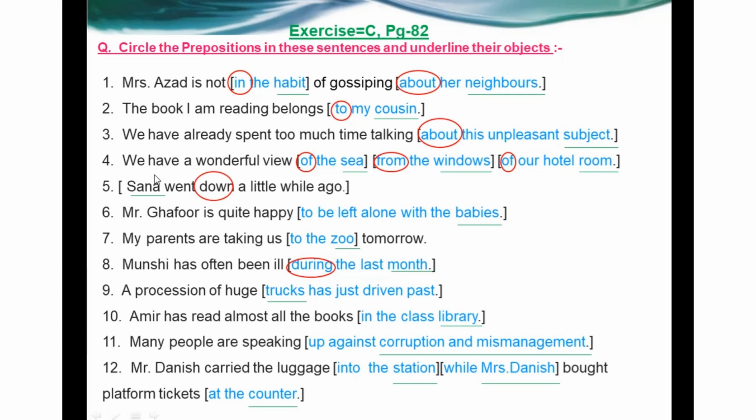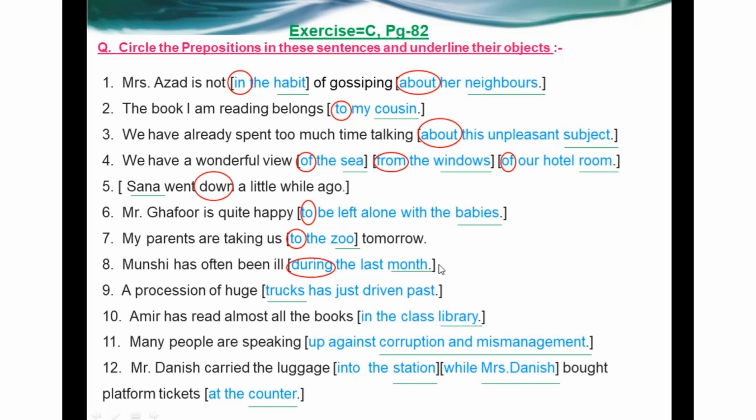Okay, now let's see number 6. Mr. Ghaffur is quite happy to be left alone with the babies. So the preposition here is to. Okay, and what is our object? Babies. Okay, number 7, my parents are taking us to the zoo tomorrow. So students, the preposition here is to. Okay, and zoo is our object, so you will underline zoo.